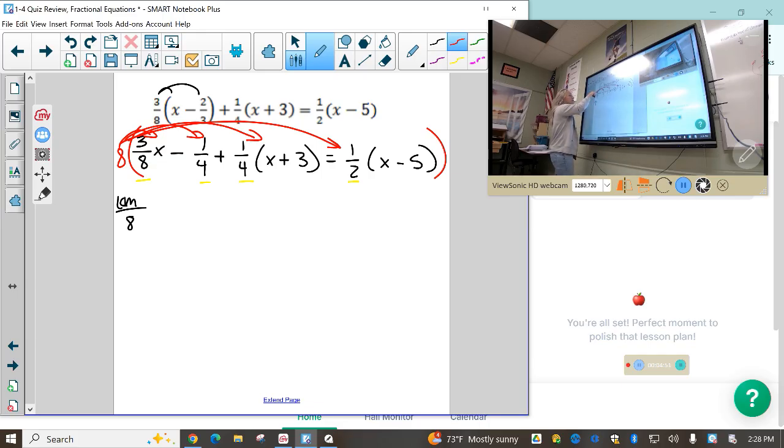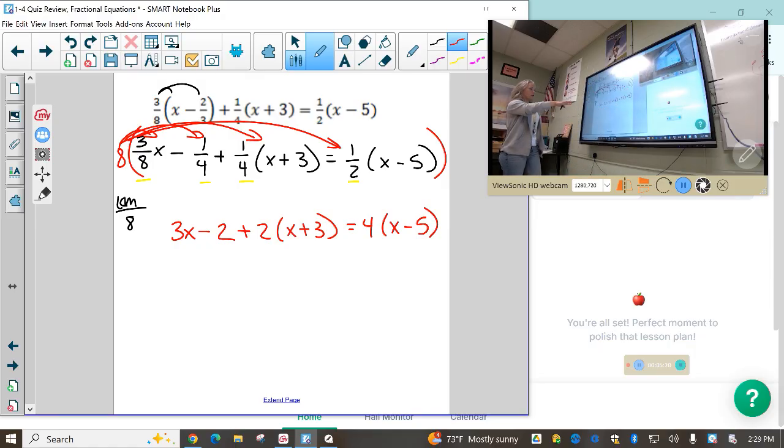8 times 3/8. That's just 8 divided by 8 times 3. 8 divided by 8 is 1 times 3, and then I have an x, so it's 3x. 8 times 1/4 is just 8 divided by 4, so it's minus 2. 8 times 1/4 is also 2, so plus 2 and then times (x plus 3). 8 divided by 2, or 8 times a half, is just 4, and then times (x minus 5). Now I don't have to deal with all of the fractions that are involved in this equation. I can go ahead and solve.